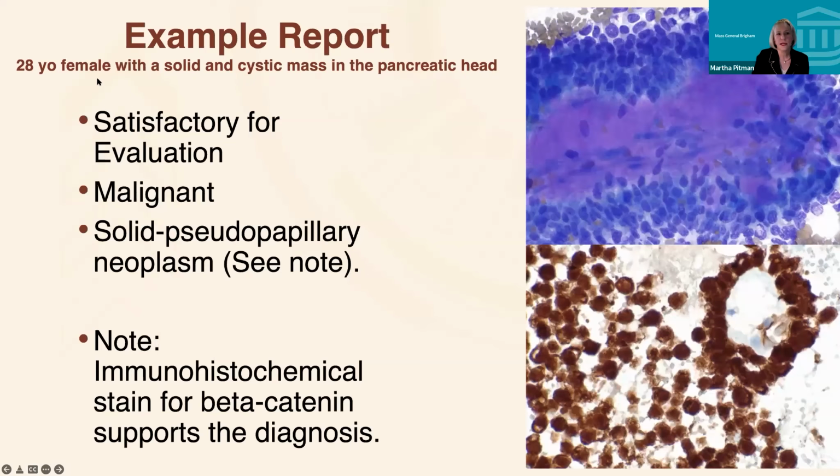Here's an example of a 28-year-old female with a solid and cystic pancreatic head. That history alone tells me I'm more likely than not dealing with this neoplasm. Young female, solid and cystic. It's a solid pseudopapillary tumor until proven otherwise. Neuroendocrine tumors can also look like this. But here's the characteristic morphology with the myxoid stroma, the papillary architecture, and the immunostain that's best for confirming this diagnosis is your beta-catenin, which gives you nuclear staining. It can also give cytoplasmic staining, but you want to see nuclear staining for this diagnosis.